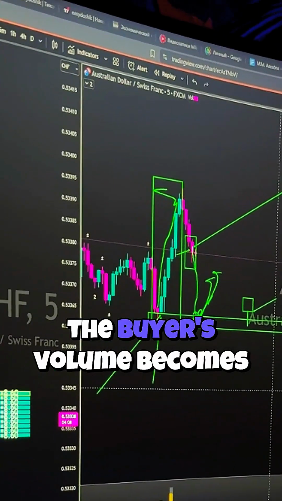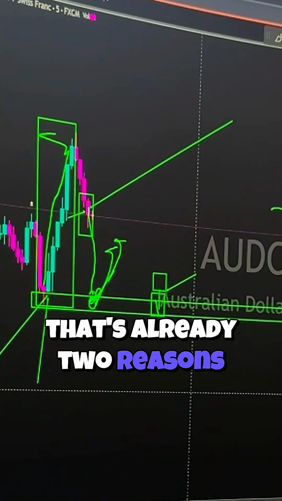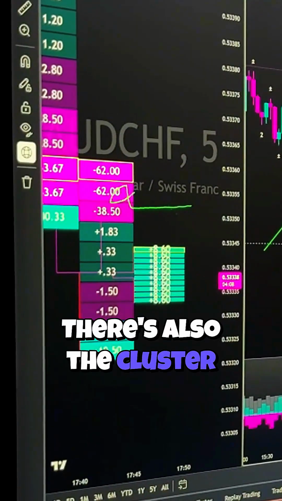If I see that the buyer's volume becomes greater than in the previous candle from the level with a pullback, that's already two reasons to enter for an upward move. I might not even need to look at the cluster anymore. There's also the cluster fragment, right?